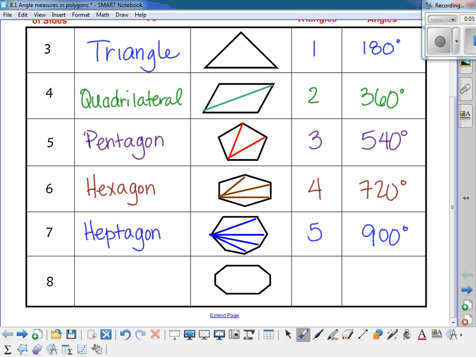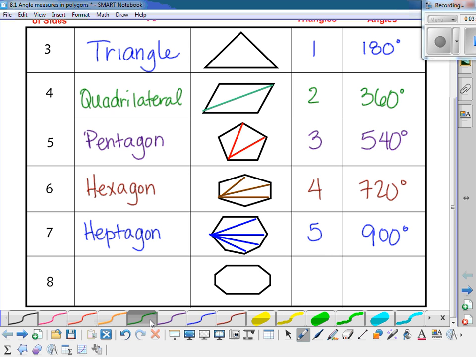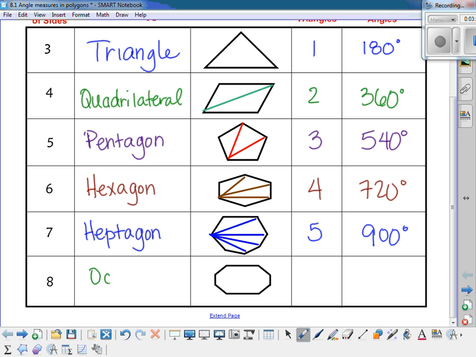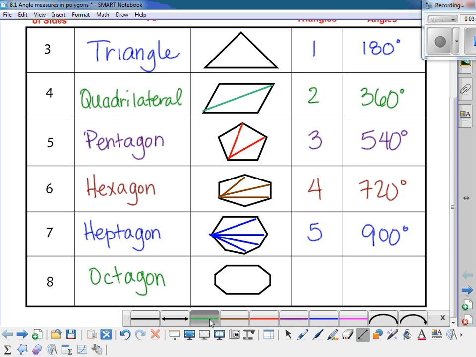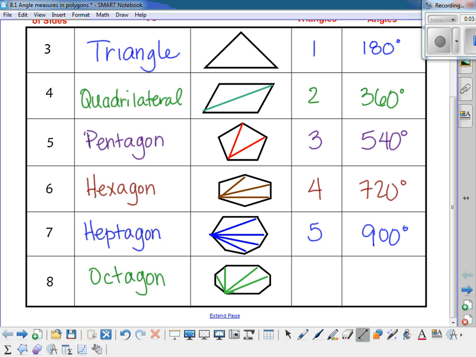And the last one we're going to do is an octagon. Once again, if I draw my diagonals, now I have 1, 2, 3, 4, 5, 6 triangles. And 6 times 180 is 1080.